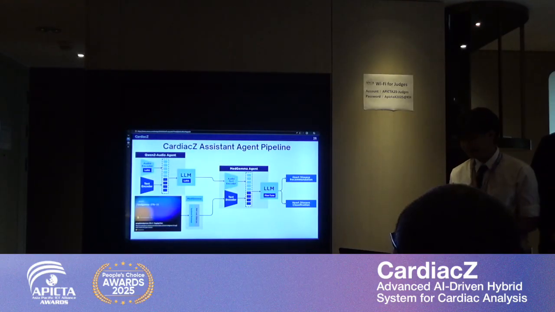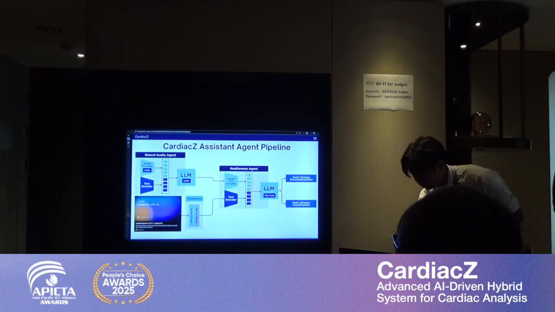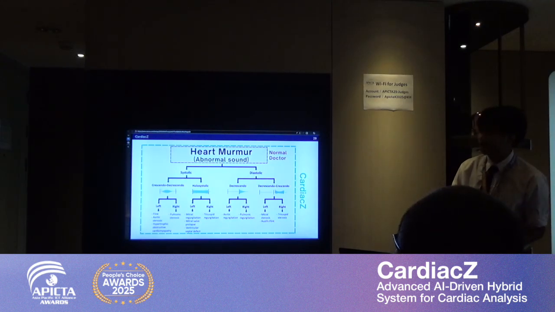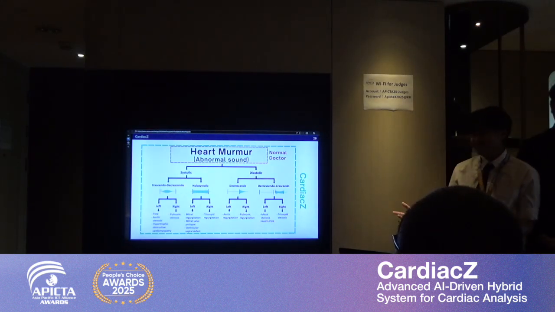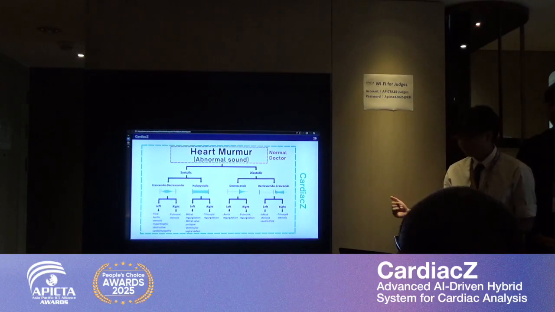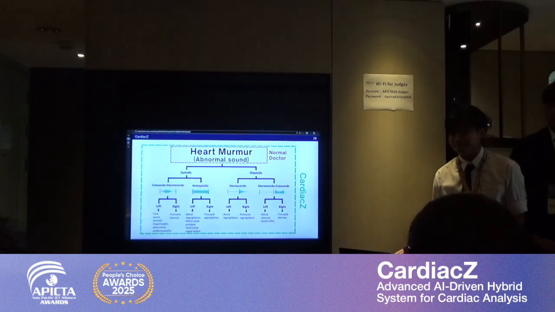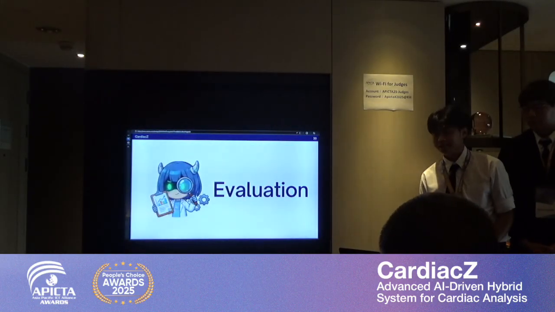And the second agent is the assistant agent. It takes the classification and uses the LLM to explain the disease and give recommendations to the doctor. With all this technology, CardiacZ can classify all the subtypes: systolic, diastolic, stenotic, and regurgitation. We give the full picture. And now let's see the results.